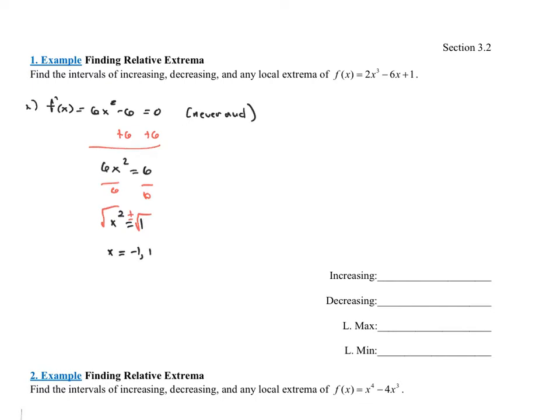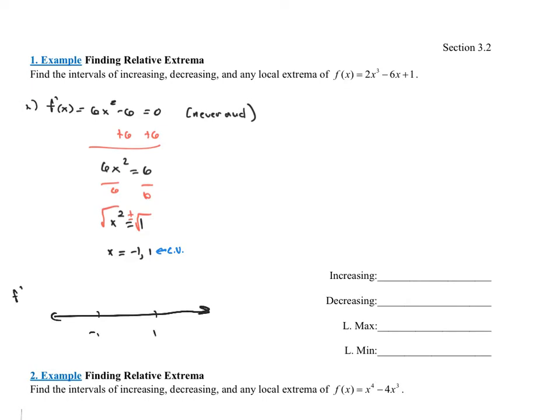I look back at the original function. I consider those values in the original function. They are defined, so indeed these are our critical values or our critical numbers. I'm going to draw my number line. I'm going to put down these critical numbers, -1 and 1.